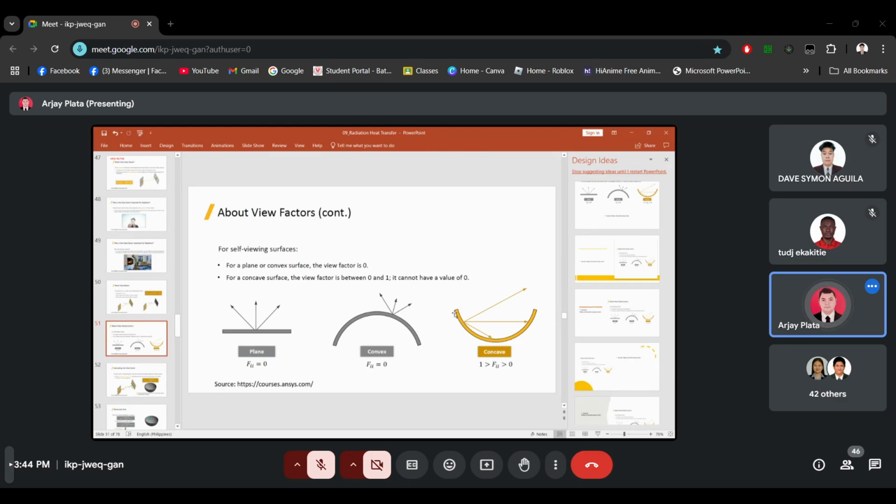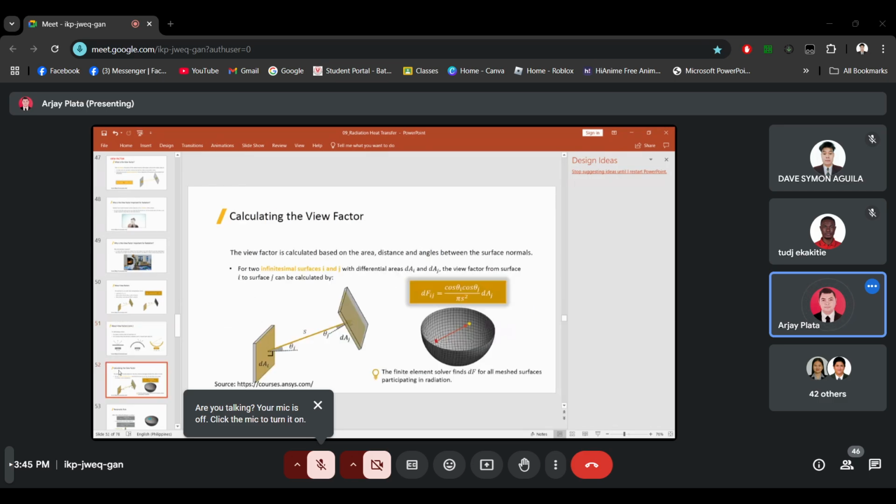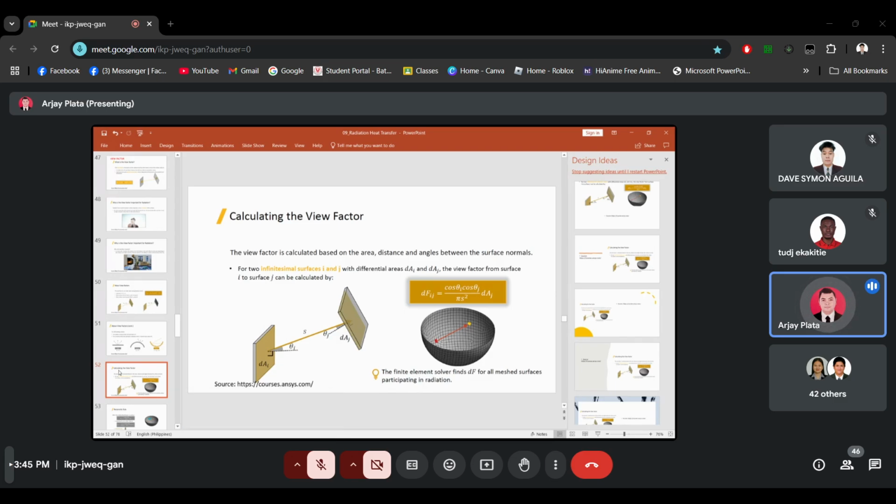But in concave, like this one with the arcs, the radiation from the surface here is being transferred directly to the other side. There is a visibility between the two surfaces, so therefore we have a value for the view factor. View factor is calculated based on the area, distance, and angles between the surface normals.